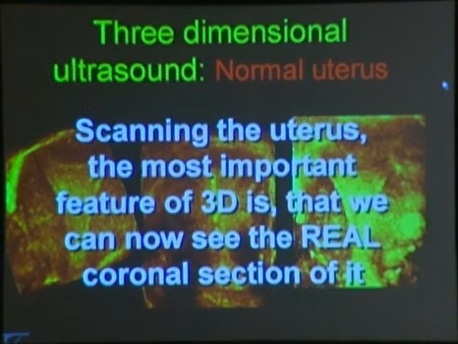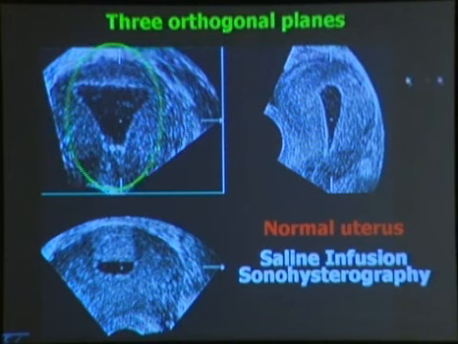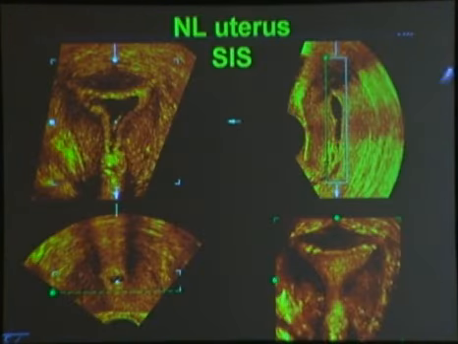Scanning the uterus, the most important feature of 3D is that we can now really see the coronal section of the uterus, which you only see when you have an atrophic uterus, which is in an axial position. And here is what we really need to see every time.